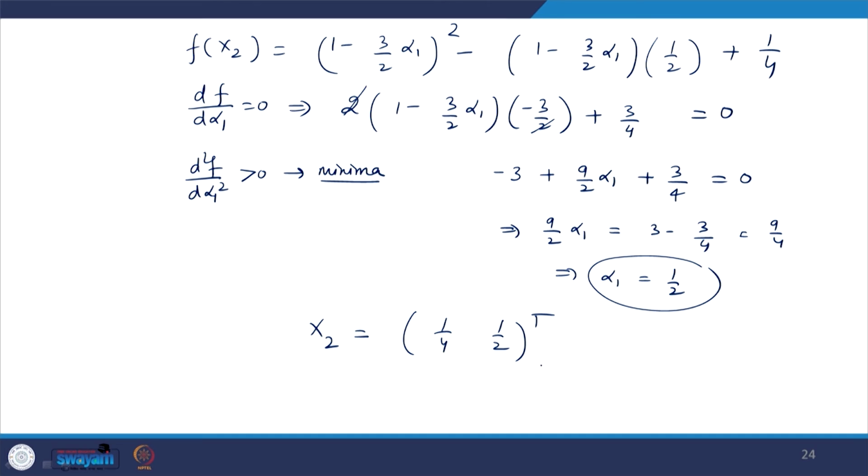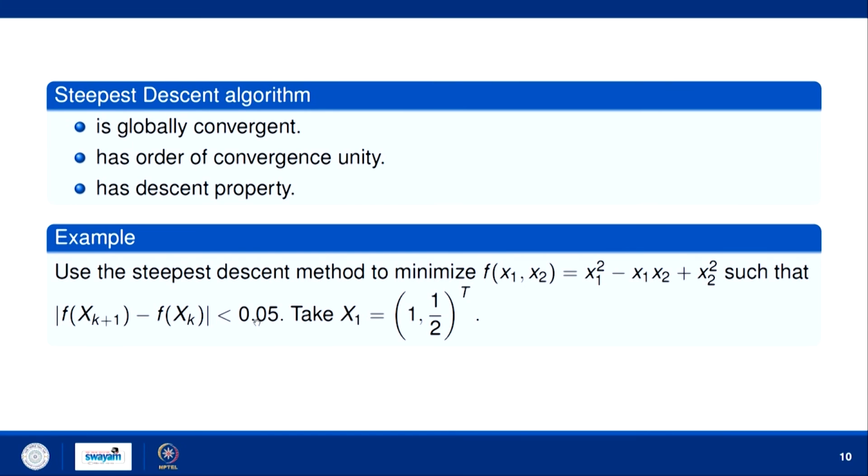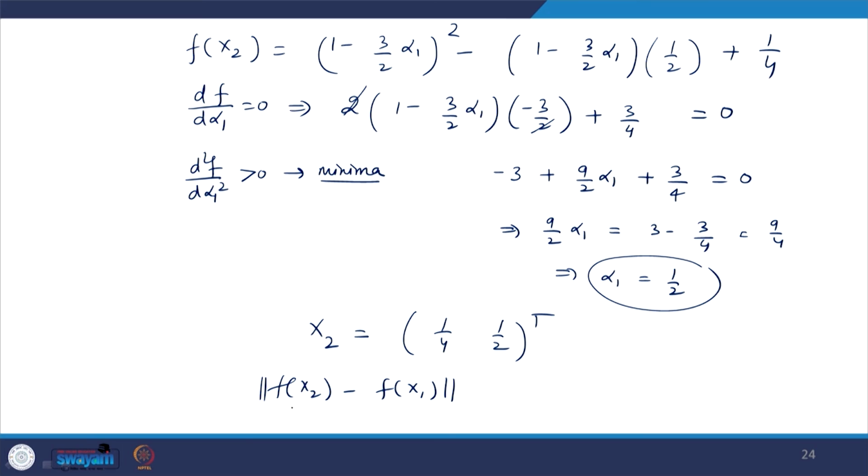Now, we will compute f(x2) minus f(x1) and its norm or modulus. We will see whether this value is less than 0.05 or not, because that is a stopping rule here. If this comes out to be less than 0.05, that means we will take x2 as the approximate solution of this given problem.